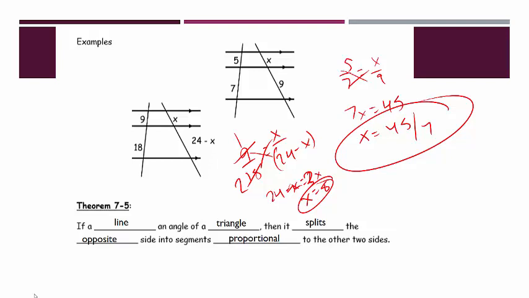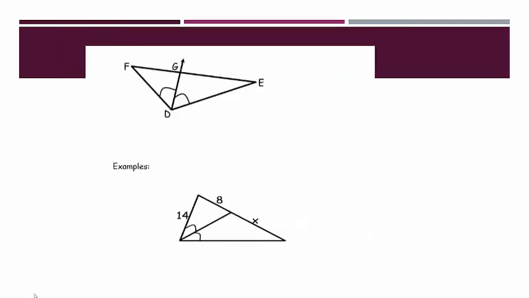And then we got one more theorem that we need to know. So this is what the theorem says. If you have a line that goes through an angle of a triangle, then it splits the opposite side into segments proportional to the other sides. Blah, blah, blah. What does all that mean? It means you'll have a picture like this.